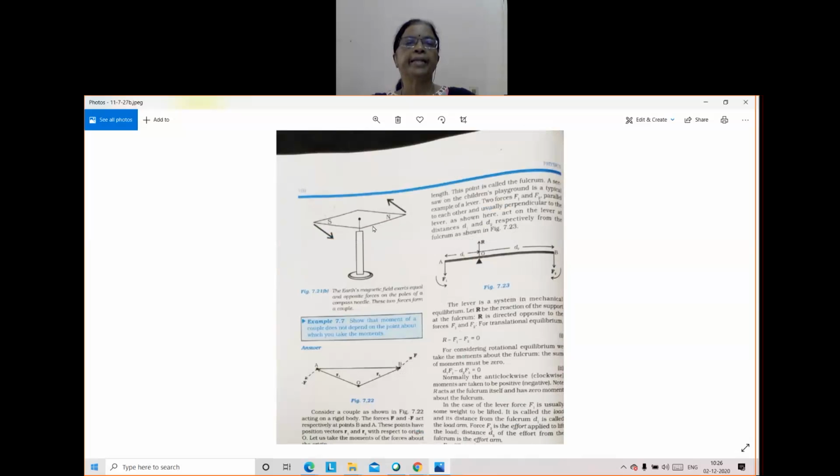A magnetic needle, compass needle. Have you seen, children?